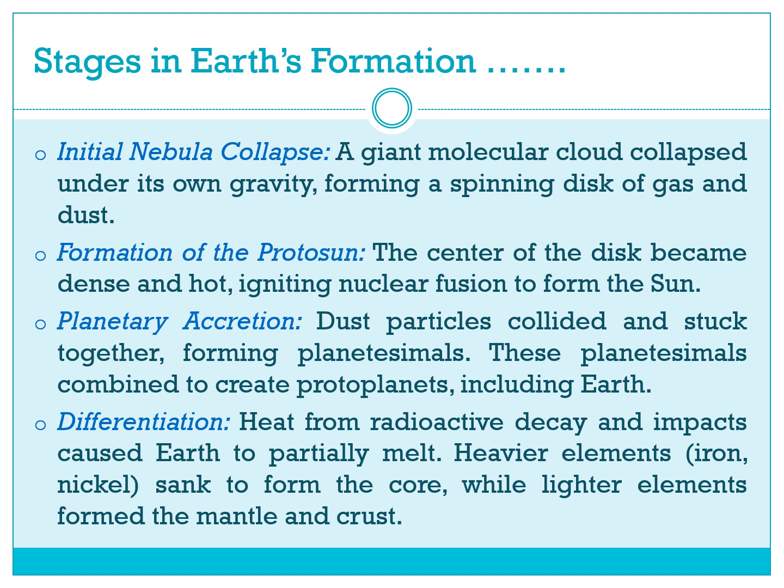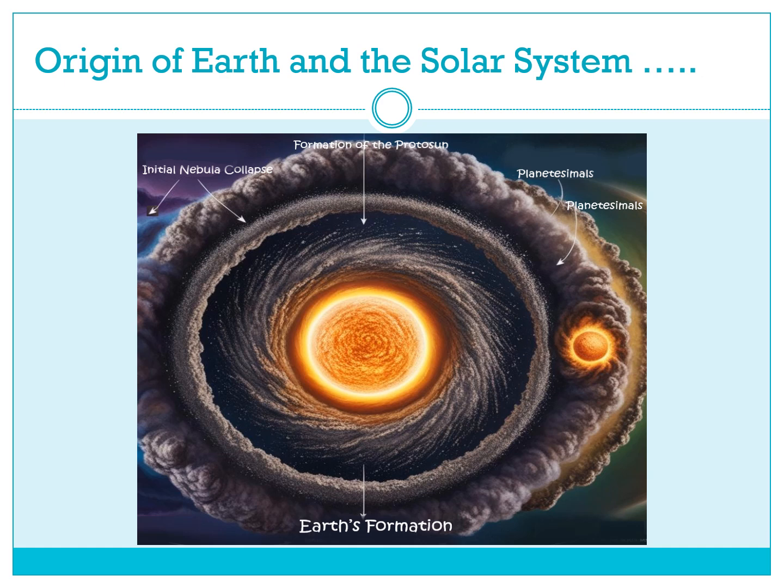Differentiation. Heat from radioactive decay and impacts caused Earth to partially melt. Heavier elements like iron and nickel sank to form the core, while the lighter elements formed the mantle and the crust. The nebular theory provides a compelling explanation for the formation of our solar system, which is widely accepted by scientists today.